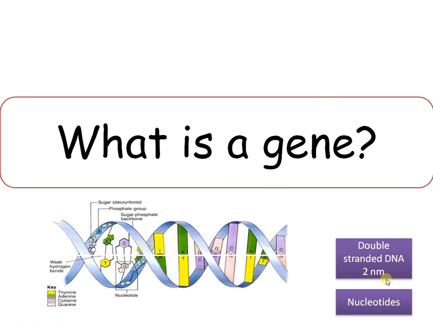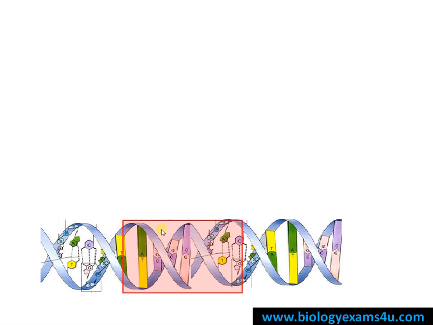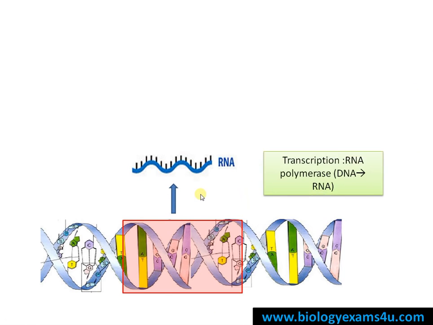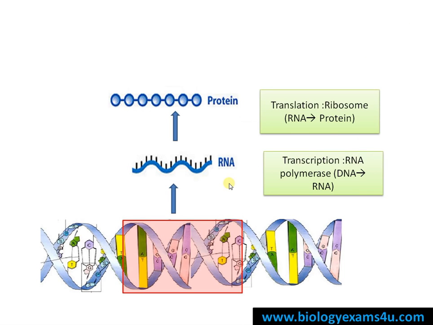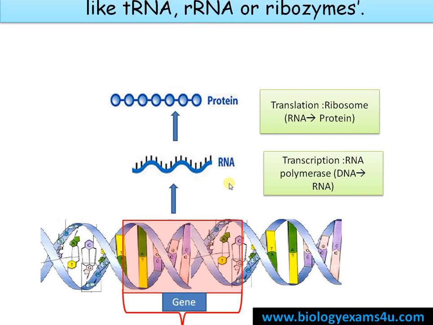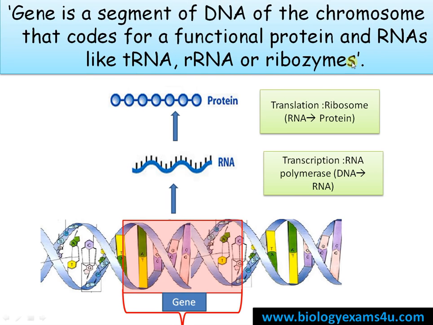Now the question: what is a gene? A gene is a segment of DNA that is capable of being transcribed to an RNA. The formation of RNA from DNA is called transcription, and that is further translated to form a protein. So simply, a gene is a segment of DNA, a part of DNA on the chromosome that codes for a functional protein, and sometimes it may be an RNA like tRNA, rRNA or ribozymes. Ribozymes are RNAs with catalytic activity. Examples include the spliceosome, peptidyltransferase, etc. So this is a gene.